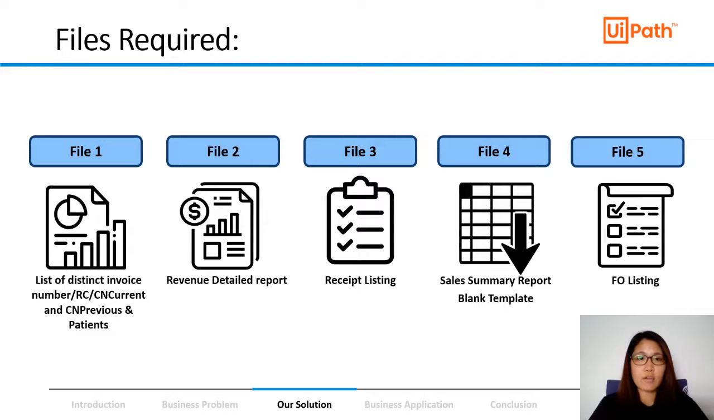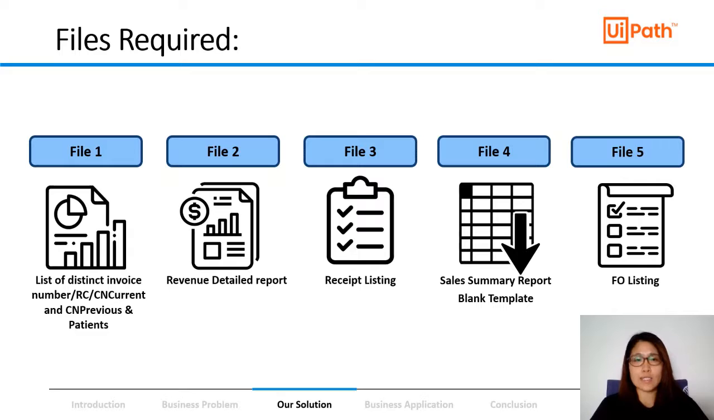Thank you, Wei Bin. So for the UiPath automation, the files required are File 1, a list of distinct documents including the invoice number, receipt numbers, credit note for current month transaction and previous month transactions, as well as a list of distinct patients for the month. Next, File 2, the revenue detailed report, File 3, receipt listing, File 4, sales summary report blank template, and File 5, the FO listing.